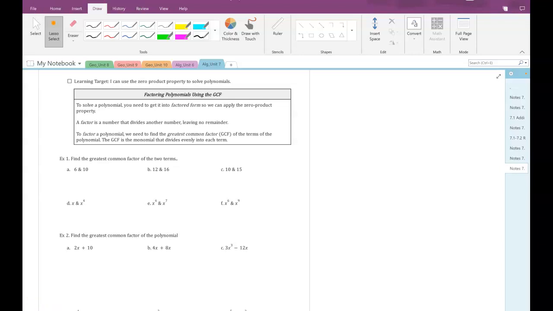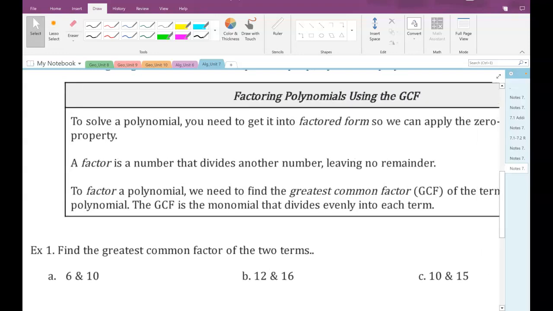So what we're going to be doing today is called factoring. You may have heard that before. We're going to be factoring polynomials. So in the box we have some vocab. It says factoring polynomials using the GCF. We'll talk about what GCF is at the end of the box.